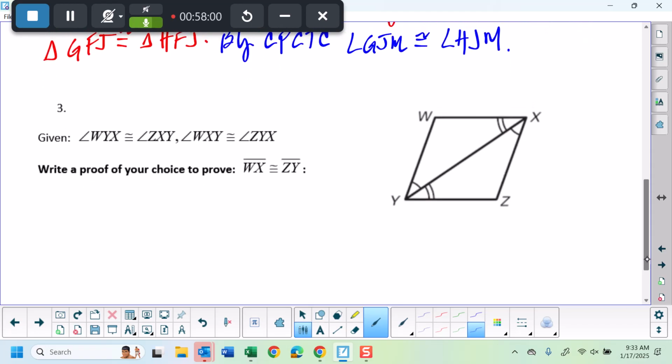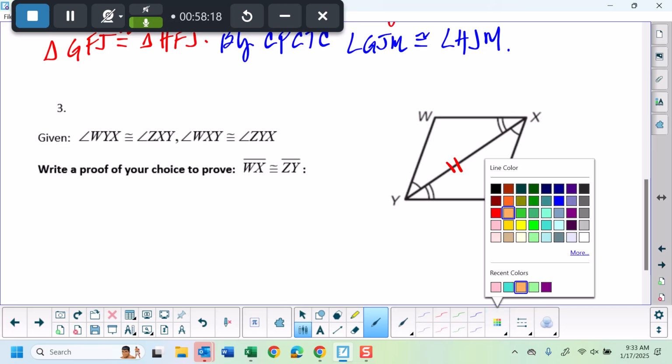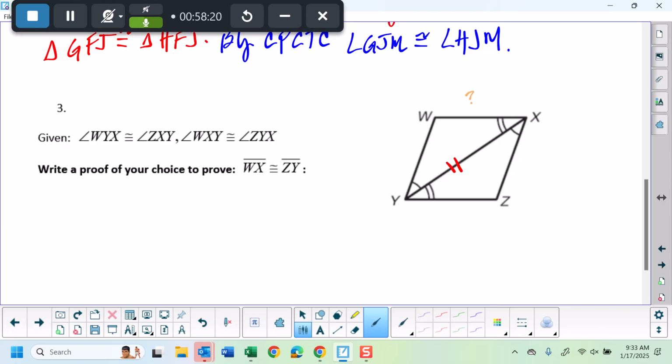Proof of your choice. Bridger, see how this one is twisted? Yeah. So when you use your reflexive property here, you will have to say XY and YX, right? Proof of your choice. You're being asked to prove, is the distance from W to X the same as the distance from Z to Y? Notice I put question marks on what I'm asking myself because I don't want to misunderstand those markings as congruence.